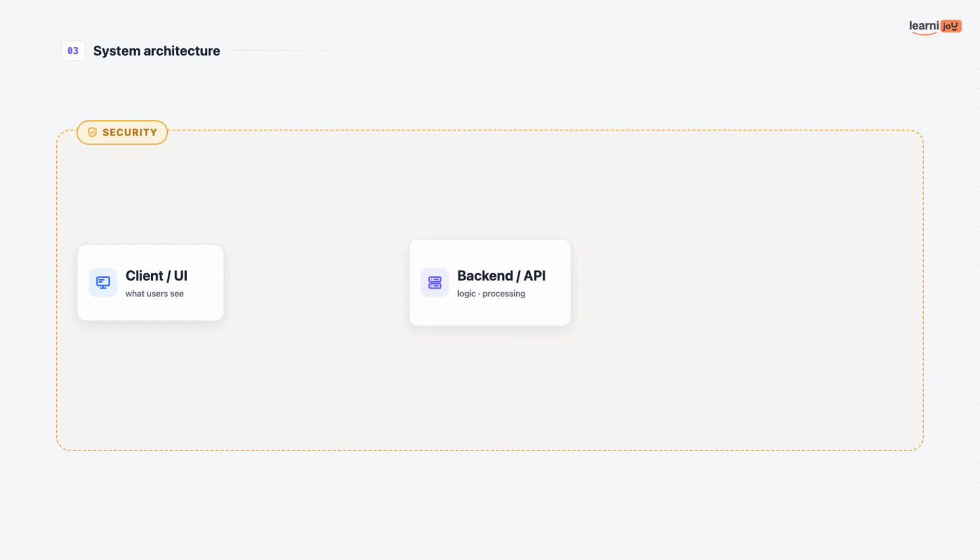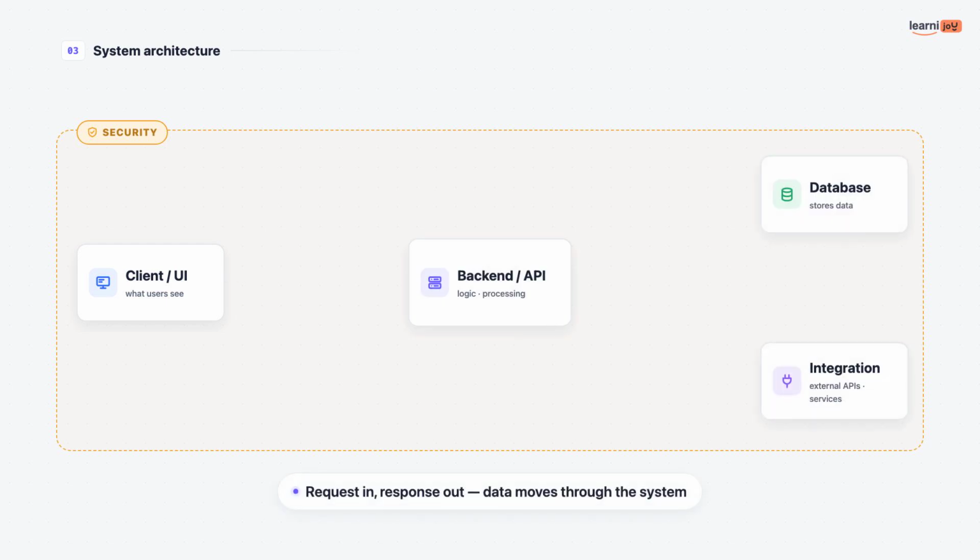Inside, every application shares the same core shape. On the left is the client, the user interface, everything people actually see and touch. When you do something, it sends a request to the backend, where all the logic and processing live. The backend talks to the database to store or retrieve data and reaches out to external services through integrations. Then a response travels back. And wrapping all of it, a security boundary protects every step.